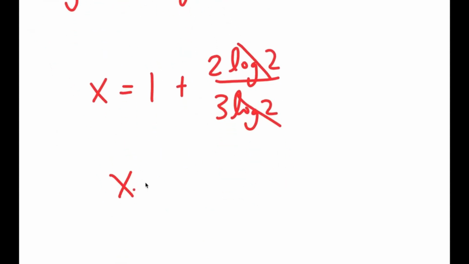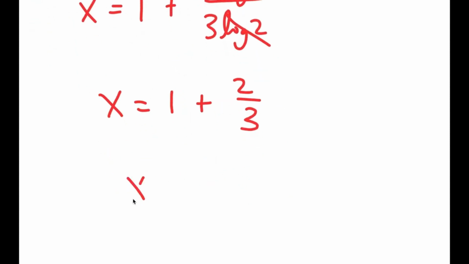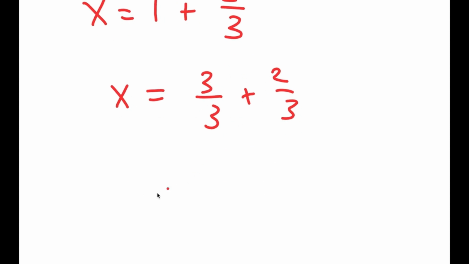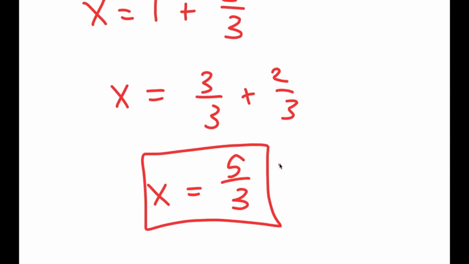So now these two cancel out, and I get x is equal to 1 plus 2 over 3, which is equal to, 1 is the same thing as 3 over 3, so 3 over 3 plus 2 over 3, which is 5 over 3. So x is 5 over 3. Now, how do we know that this is the right answer?